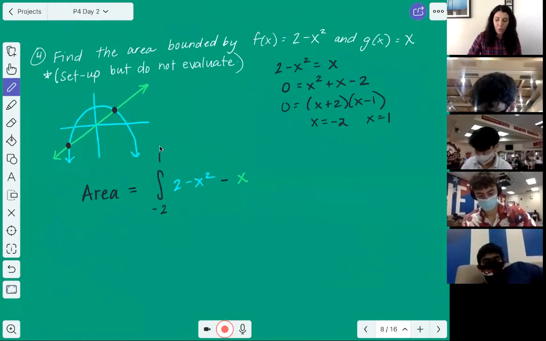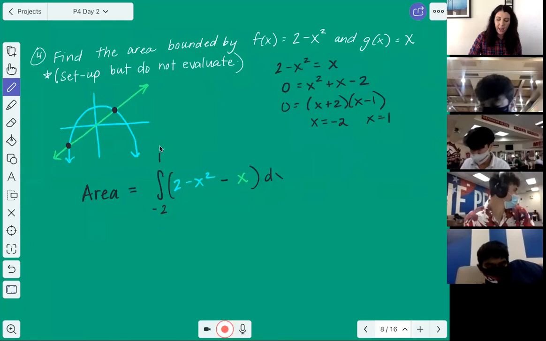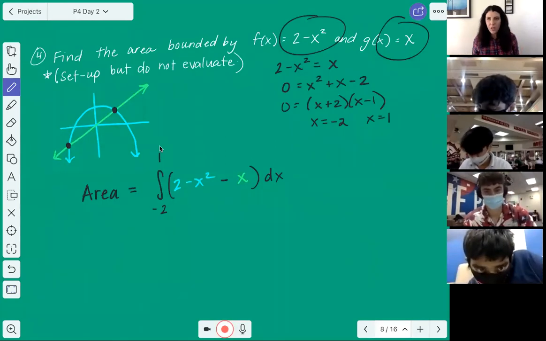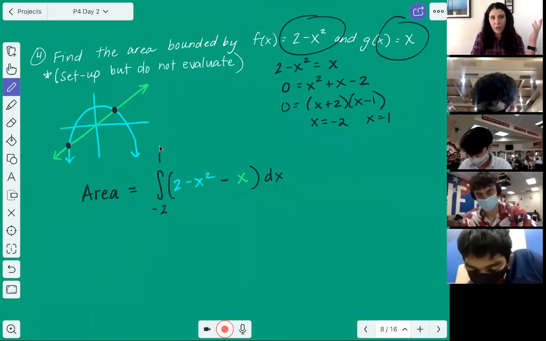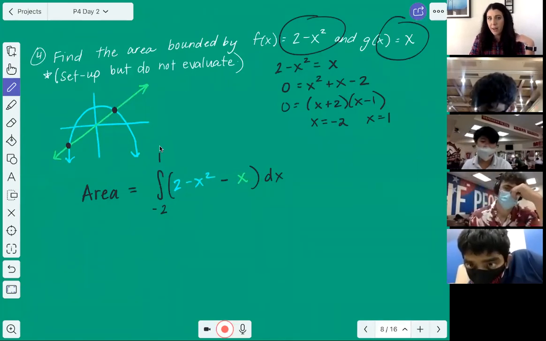They happen to be in order in what I gave you, like 2 minus X squared and X. Don't pay any attention to that. I could put them in whatever order. It's always top minus bottom. So make sure you're doing the top minus bottom to find that area.